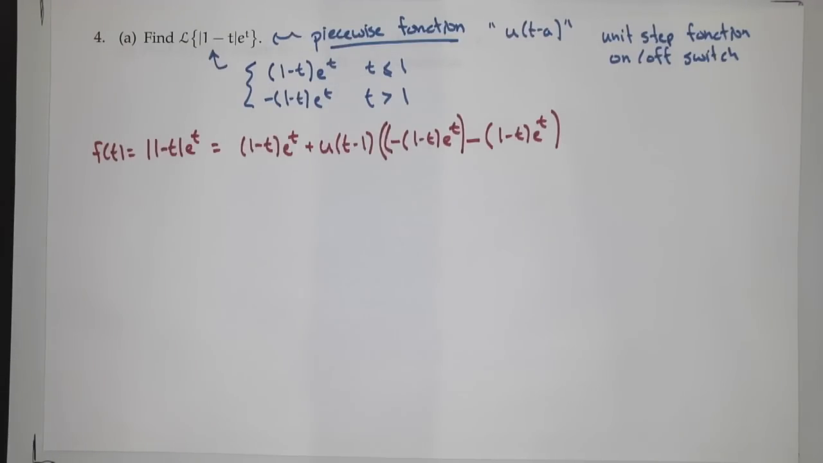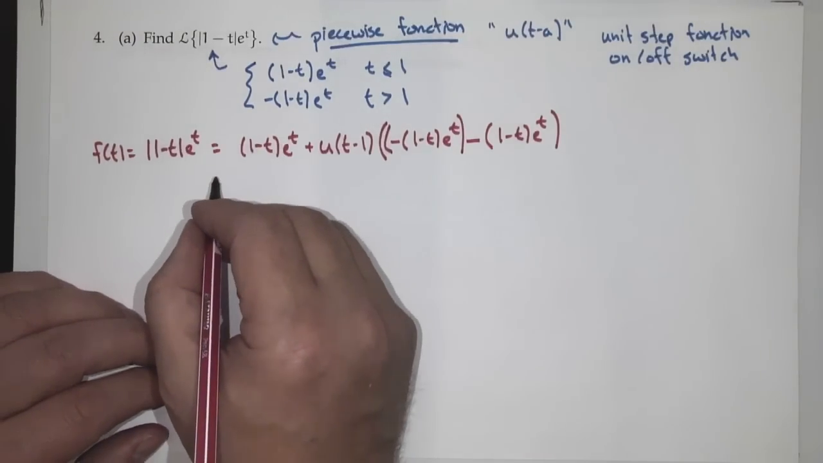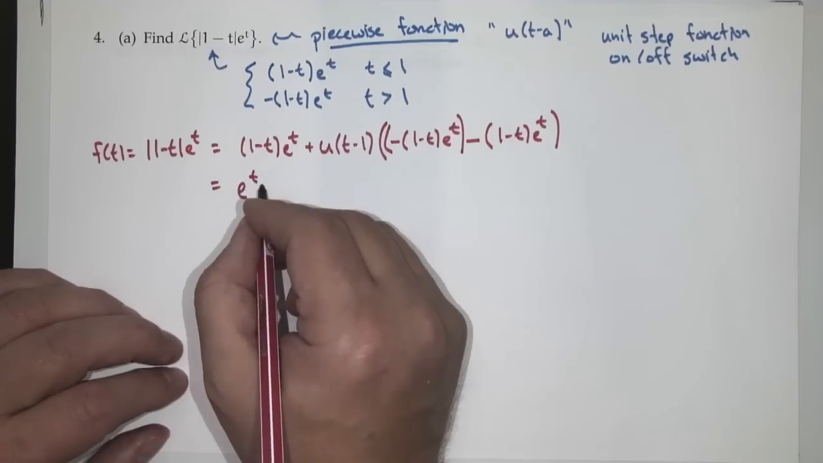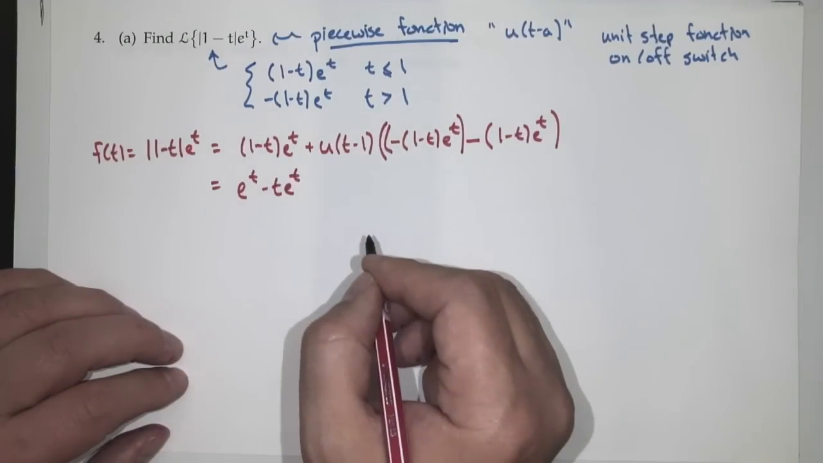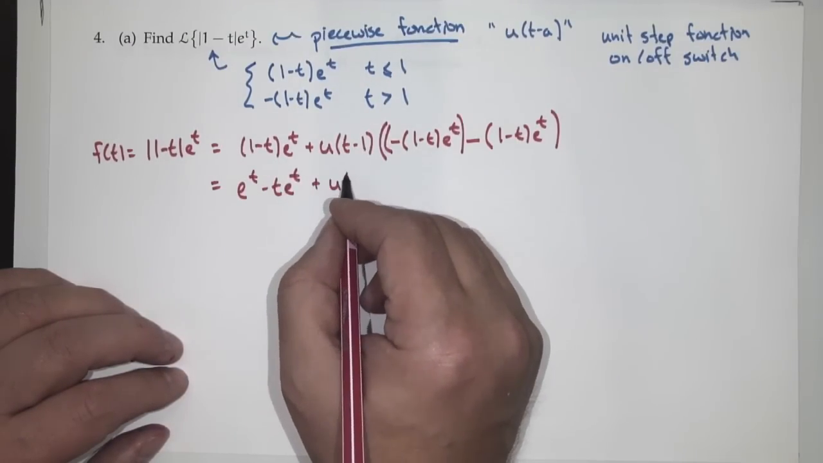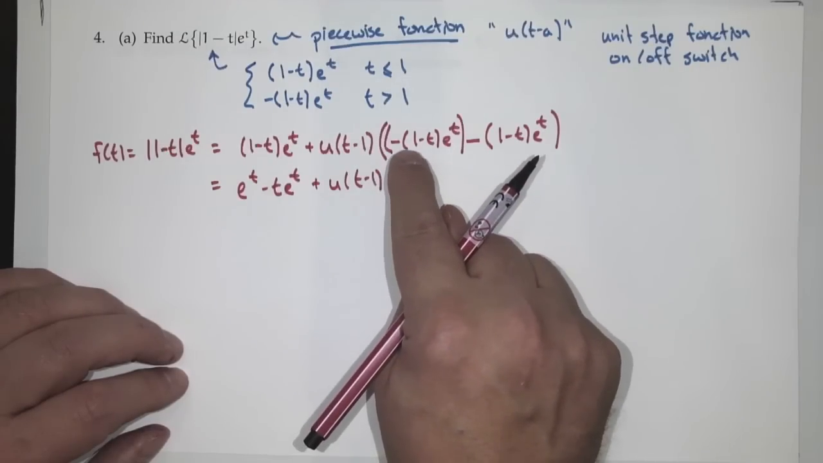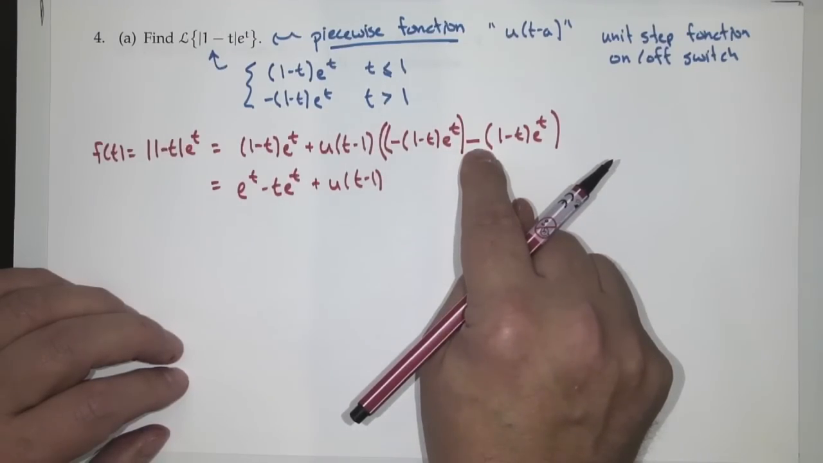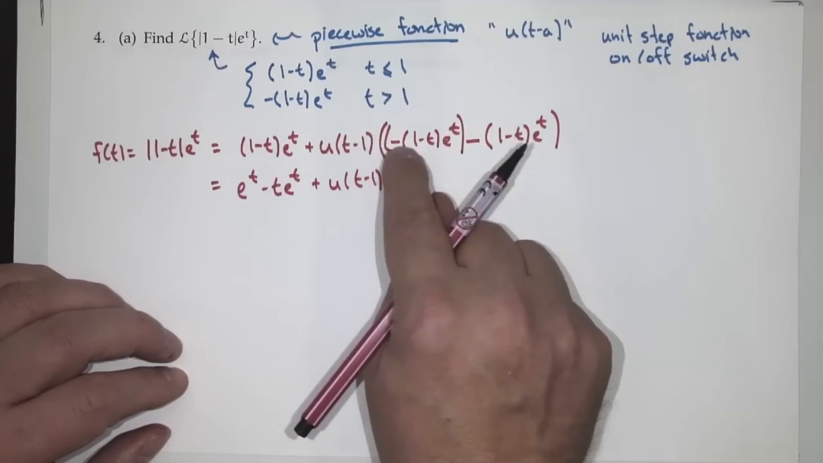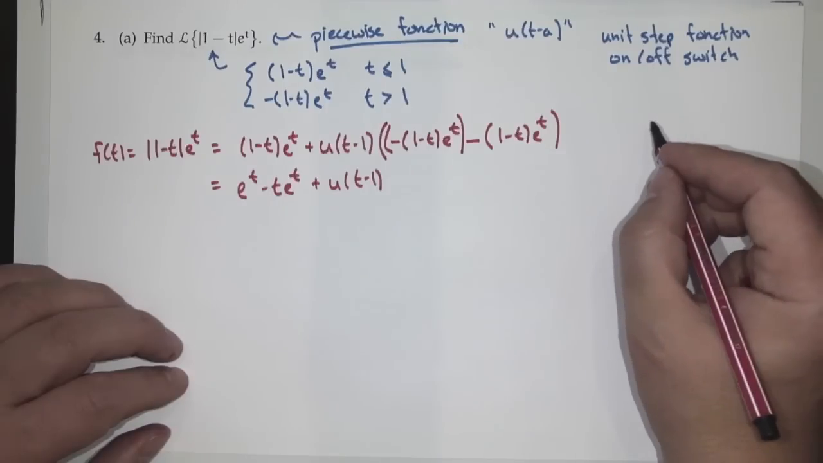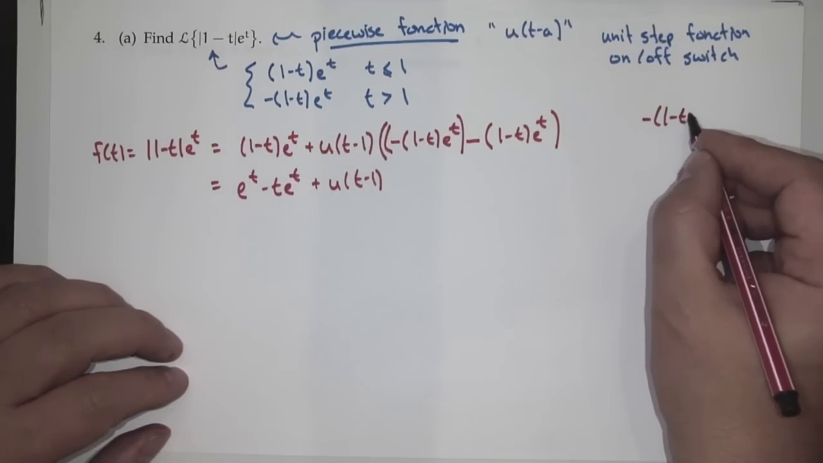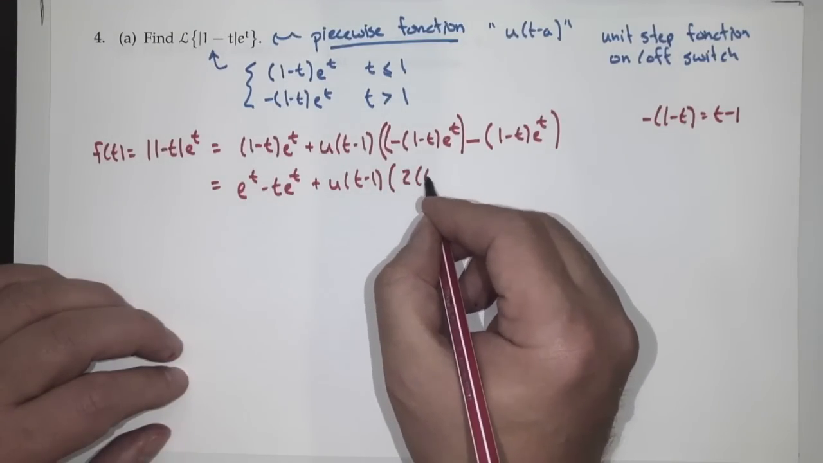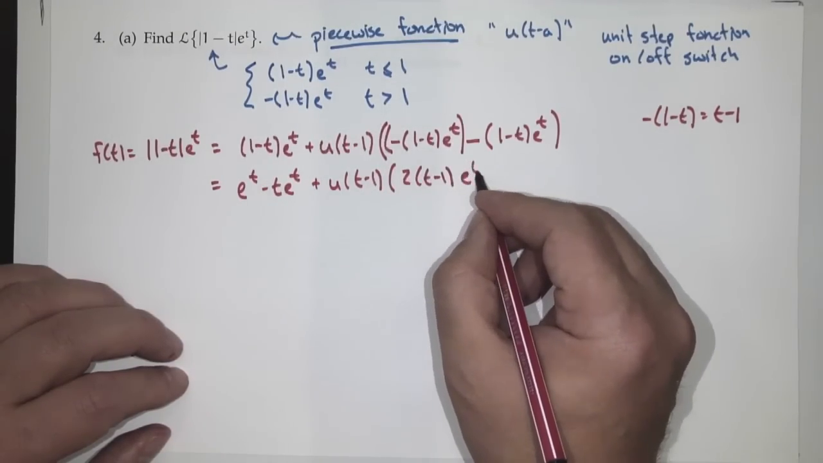So we keep cleaning up here. Now, in this first part, I'm going to go ahead and just expand this as e to the t subtract t e to the t plus u of t minus 1. Well, I can see I have a minus and a minus, and so I can put these together. It's like I have minus 2 of them. But I can really say, look, minus 1 minus t is the same as t minus 1. So I can say this is 2 times t minus 1 e to the t.